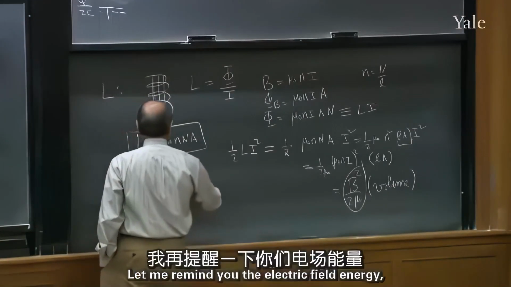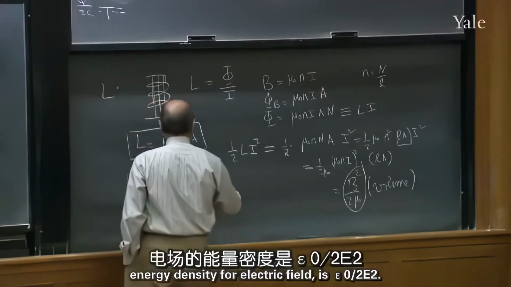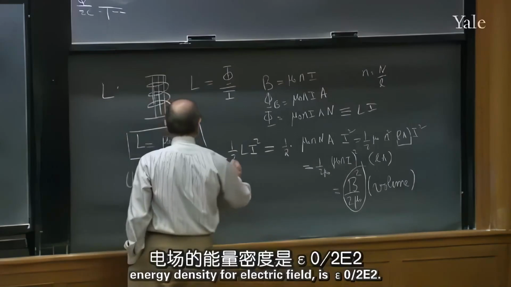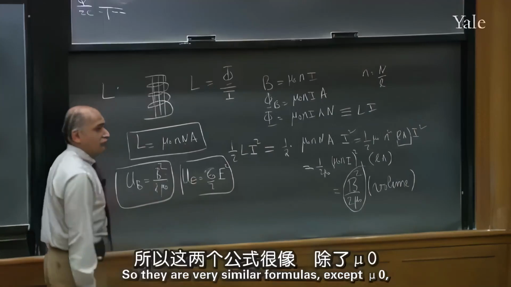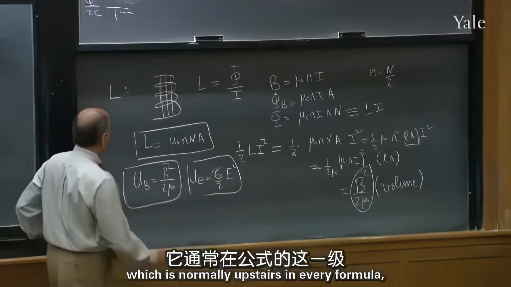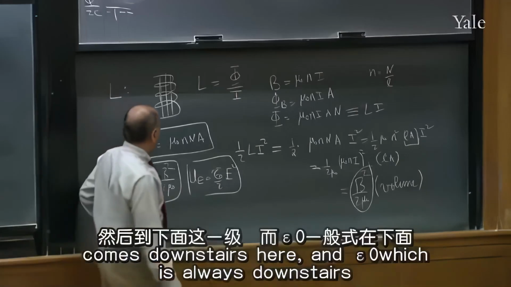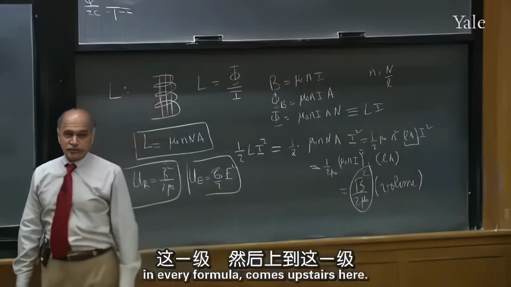Let me remind you, the energy density for the electric field is epsilon 0 over 2 E squared. You might remember that formula. So they have very similar formulas, except mu 0, which is normally upstairs in every formula, comes downstairs here, and epsilon, which is always downstairs in every formula, comes upstairs here.